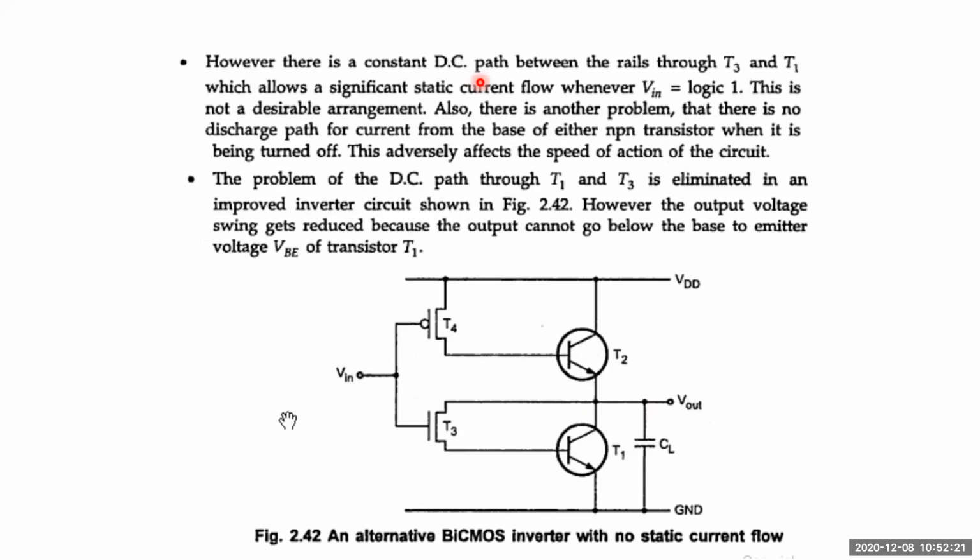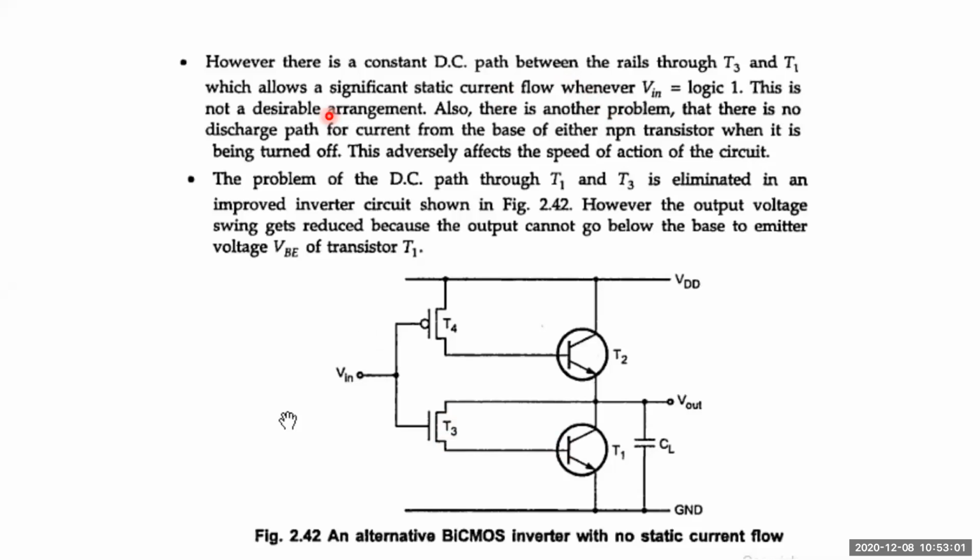Here, a constant DC supply is supplied between the T3 and T1. When it is supplied, what does it mean? How can you say constant DC is supplied here? It means you are supplying a constant amount of base current. If you are supplying a constant amount of base current between T3 and T1, it means that your input is equal to logic 1. Why? Because until and unless this input is logic 1, the T3 will not be turned on. If T3 is turned on, then only it can supply some base current to the T1. So that's why there will be a constant DC supply between the rails of T1 and T2, because there is some current flow whenever the input is equal to logic 1.